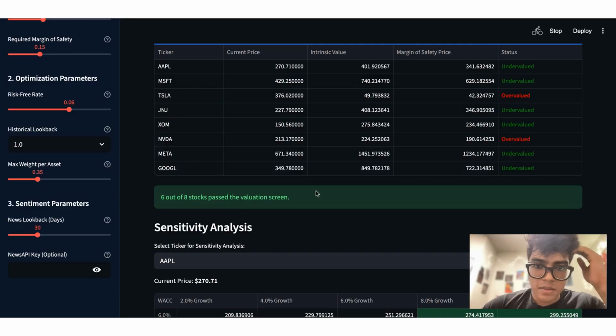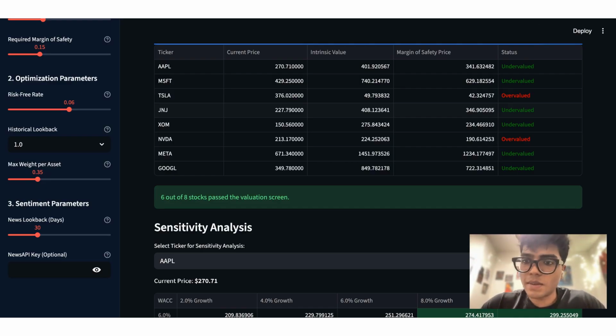Looking at the results, Apple is currently priced at 267.70. The intrinsic value is 401.92 and the margin of safety price is 341.63. It's trading well below its intrinsic value, so it's undervalued. So it passes. Microsoft is currently trading at 429.25, the intrinsic value is 740.21, and the margin of safety price is 629.18, so it's undervalued. Hence it also passes.